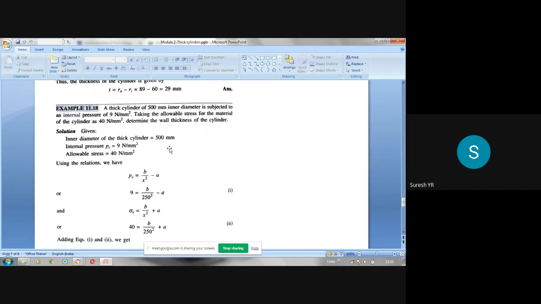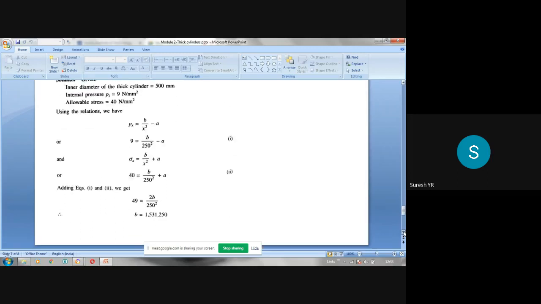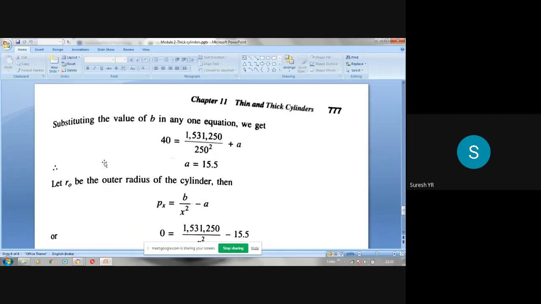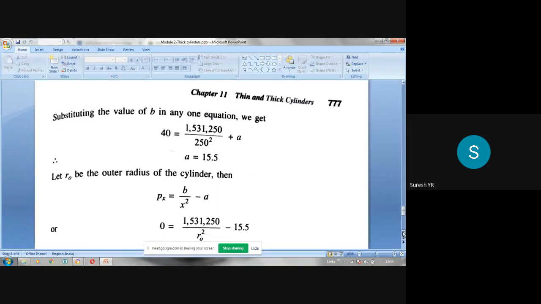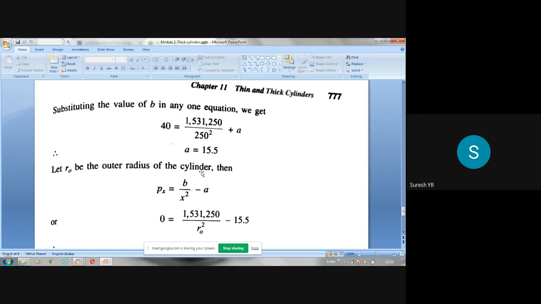So once you substitute in this, once again you have to solve these two equations to get the values of a and b, and finally substitute back. Let R naught be the outer radius, same type of earlier problem. Let R naught be the radius of the outer radius of the cylinder.